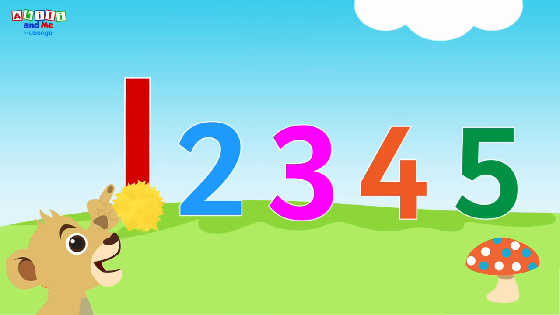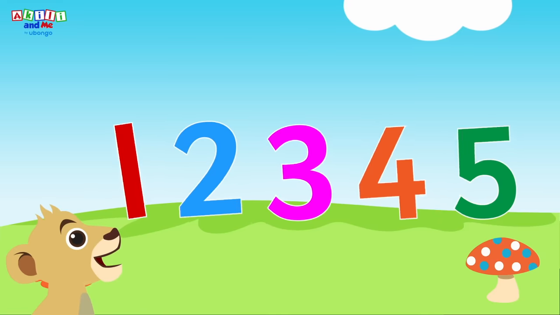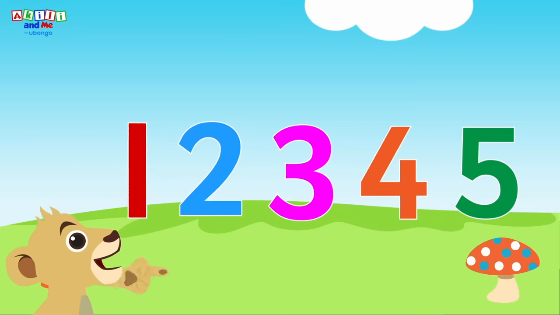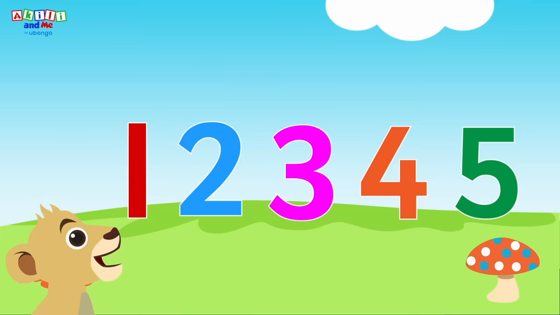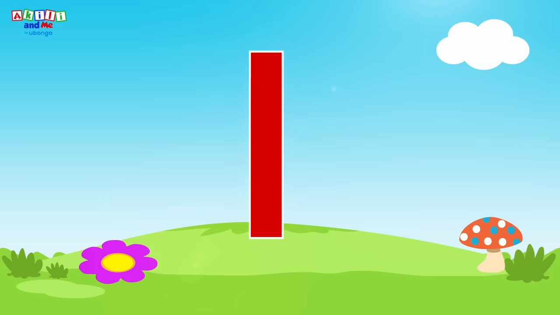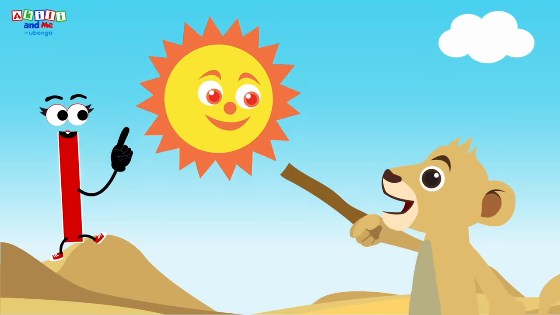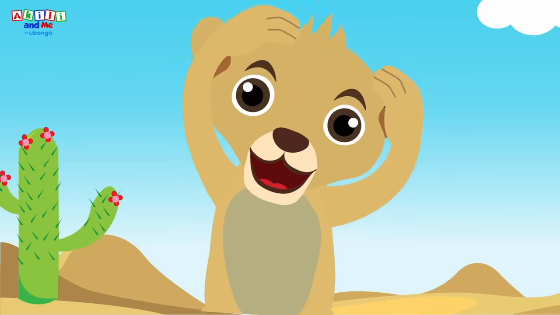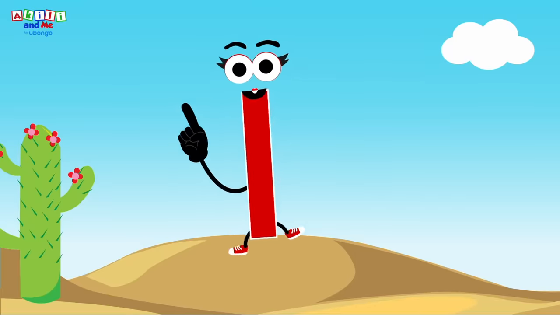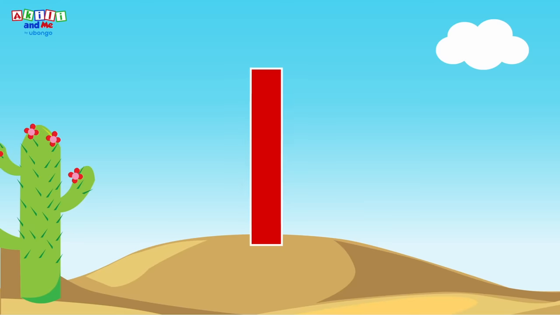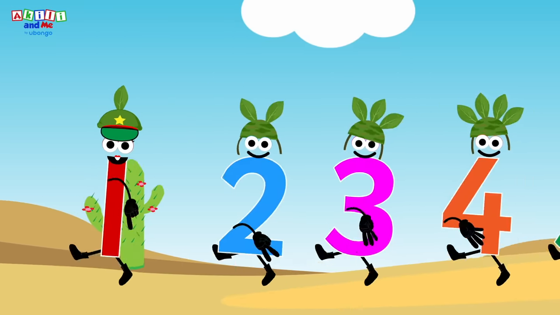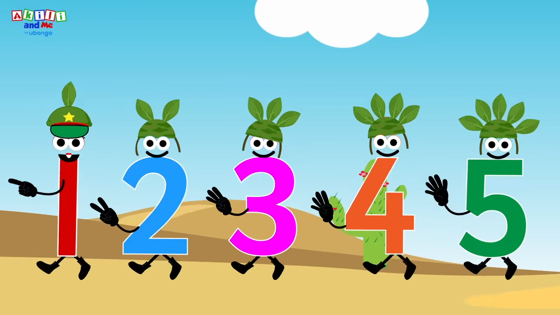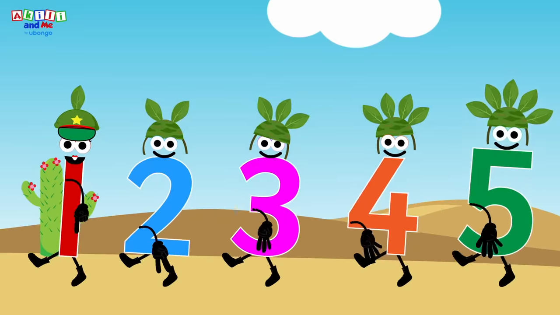Is number one. The first number is one. When we count together, we start with number one. One, two, three, four, five. Number one. Number one stands alone. In the march of numbers, she leads at the front. One, two, three, four, five.